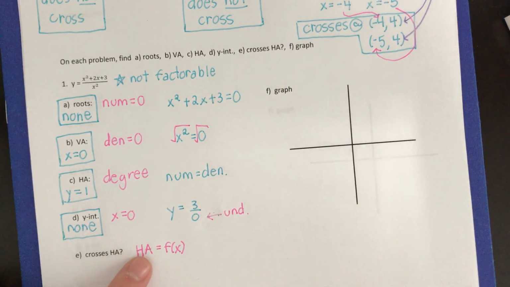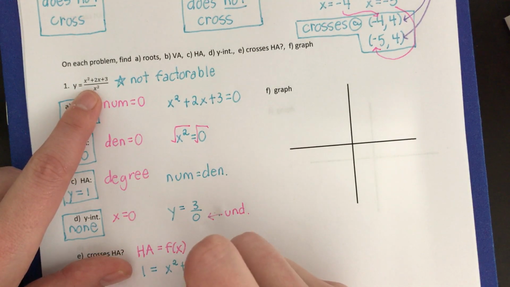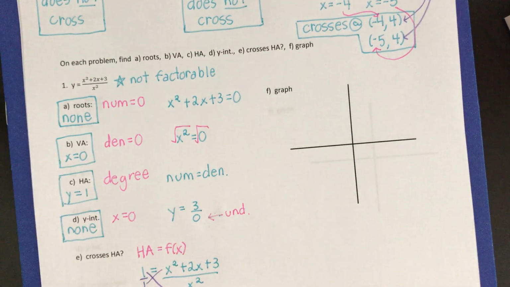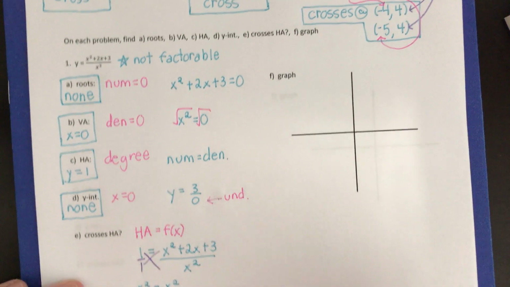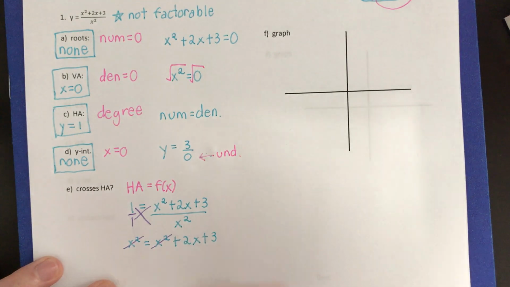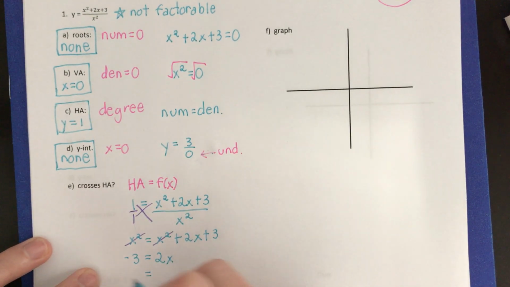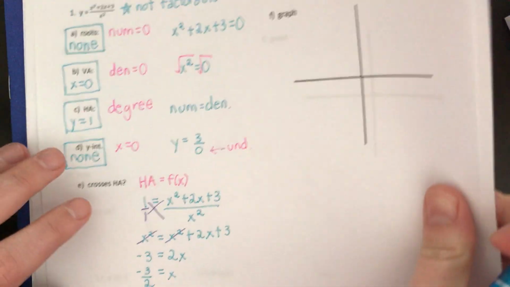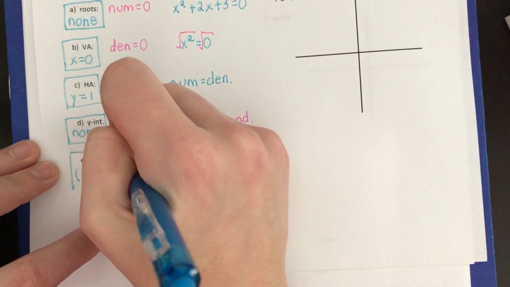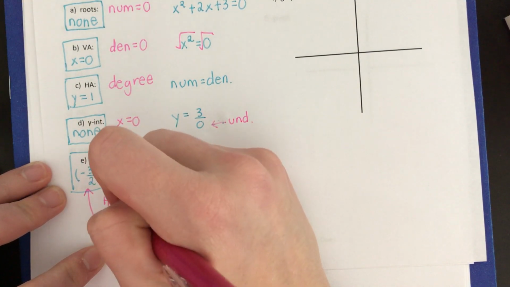Does it cross the HA? So the HA, which is 1, equals my function. So I'll put this 1 over 1 and cross multiply. So x squared equals x squared plus 2x plus 3. Here, my x squareds undo each other. So negative 3 equals 2x, so x equals negative 3/2. That's where I cross. So therefore, negative 3/2, comma 1. Remember, this comes from here, and this is my HA.